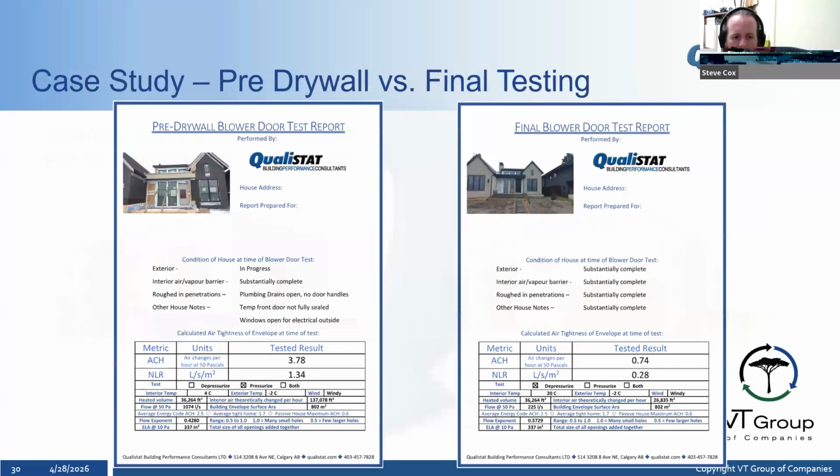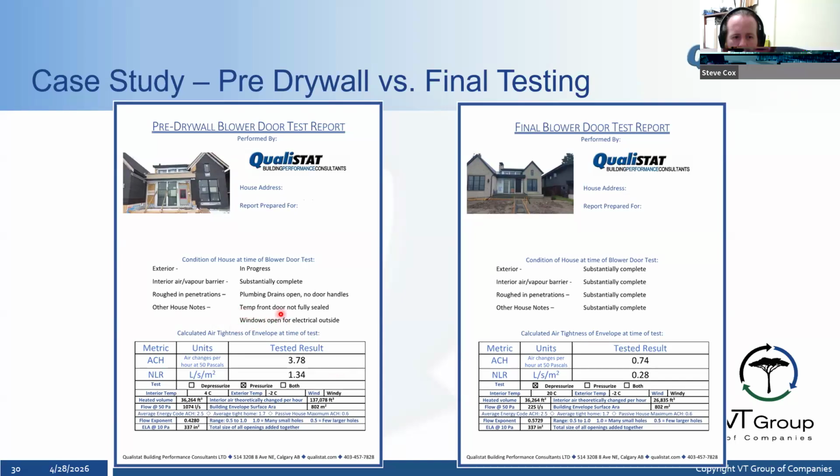Okay, so now into some case studies here. I wanted to draw your attention to this one in particular. This is a house in Calgary, in the southwest of Calgary. This is our pre-drywall sample on the left. So we have an ACH of 3.78. It's okay. It's not a great pre-drywall number. Maybe there was a temp door or something that wasn't well sealed.